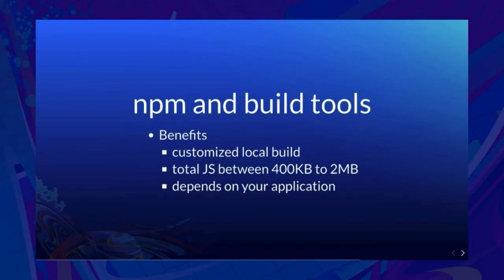So npm and build tools. Some of the benefits you get doing it this way is that you can get a customized local build. And the total JavaScript you're going to load from the JavaScript API is going to be between 400 kilobytes to 2 megabytes. That depends on the type of application you build, right? Especially if you're working with something like Geometry Engine, you're going to end up with a bigger footprint of the JavaScript API. But if you're just displaying some maps and a couple of layers and doing a few things here and there, it's not going to be very big. 3D will get you about 2.5, maybe 3 megabytes, depending on how many 3D features you use.